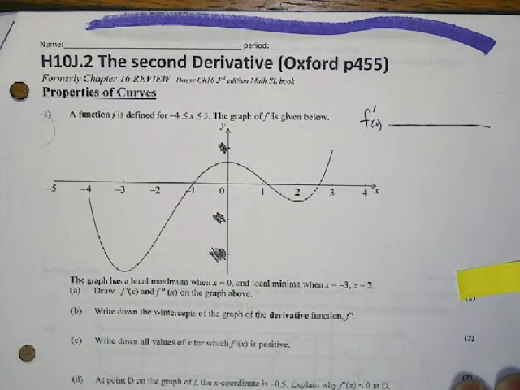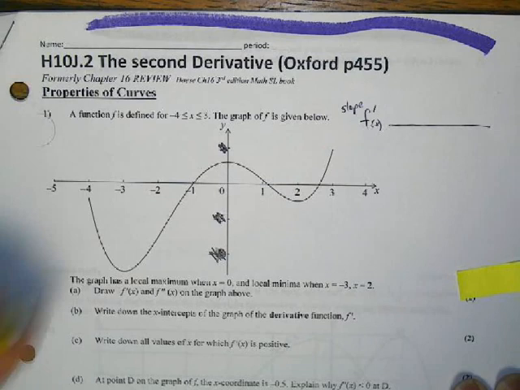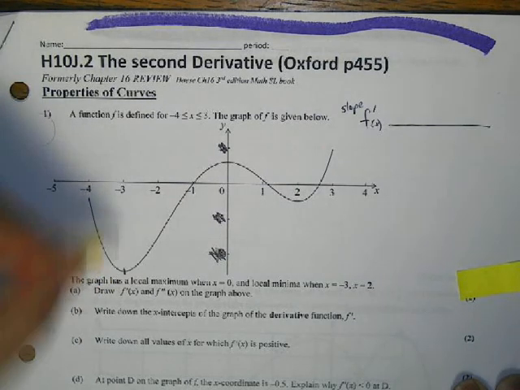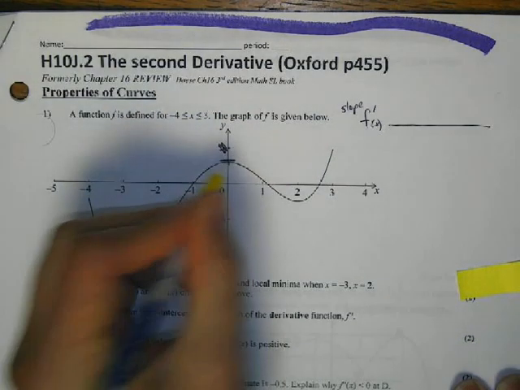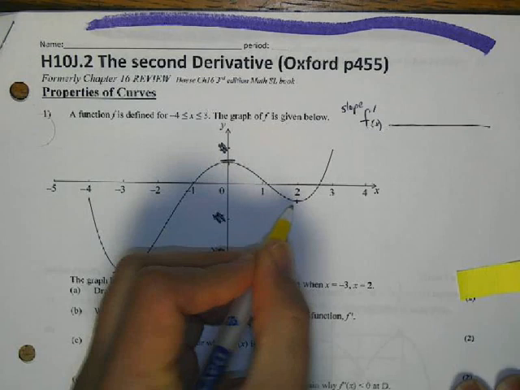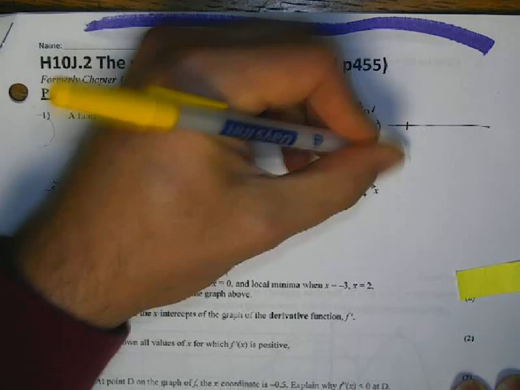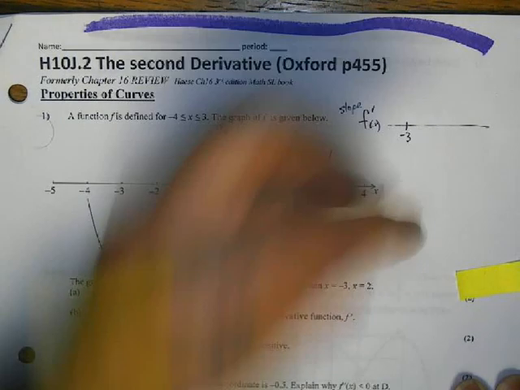My first derivative deals with slope, right? So my slope at -3 is 0. My slope at 0 is 0. And my slope at 2 is 0. So I'm going to have these points on my sign diagram: -3, 0, and 2.